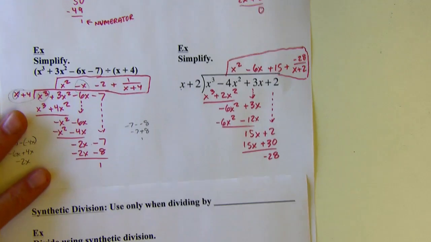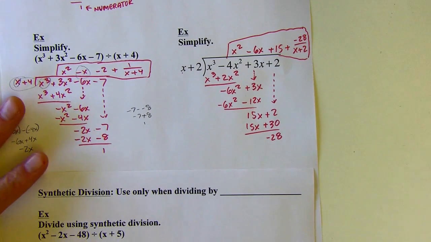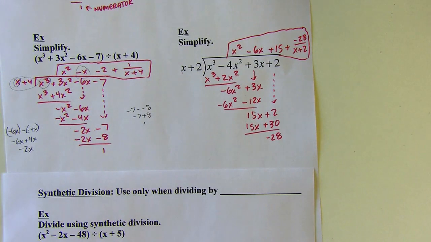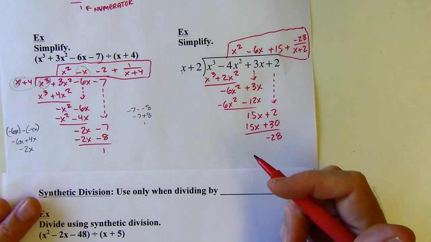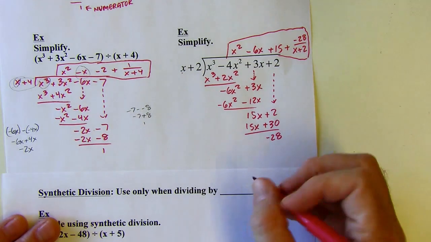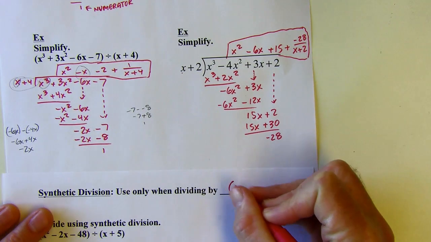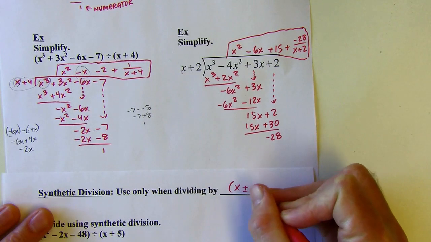So there is a shortcut that you can use called synthetic division. You can only use this in certain circumstances. You can only use this when you're dividing by a binomial in this format.